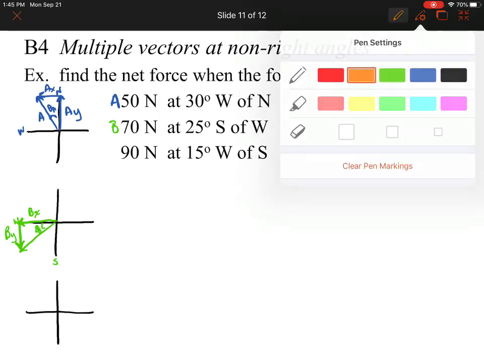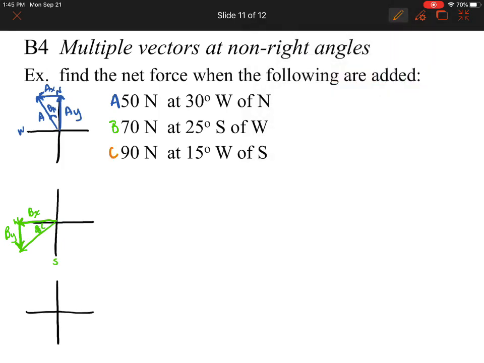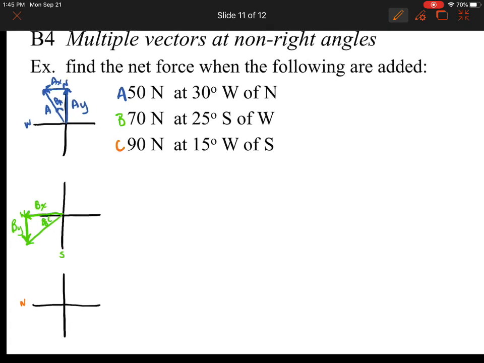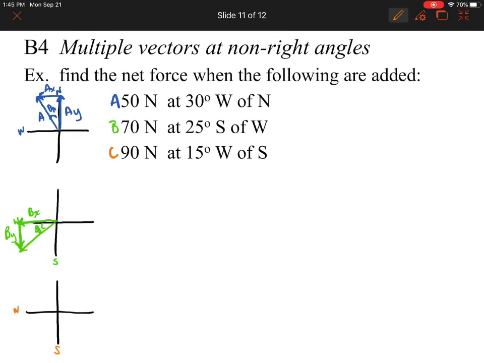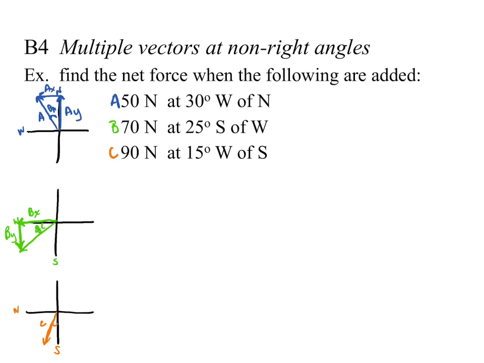Okay, and finally we have 90 newtons at 15 degrees west of south. So we're still working with our west and our south here. Okay, 15 degrees west of south. So you start south and go 15 degrees west of that. So that guy's gonna look something like that. Okay, and so there's vector C, there's the angle right there. Therefore it's gonna have a south vector and a west vector. So there's angle C, there's C in the y direction, and C in the x direction. Okay, wow, doesn't this look fun?